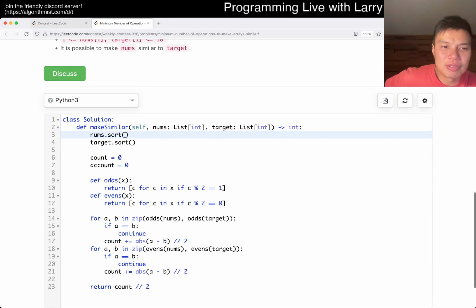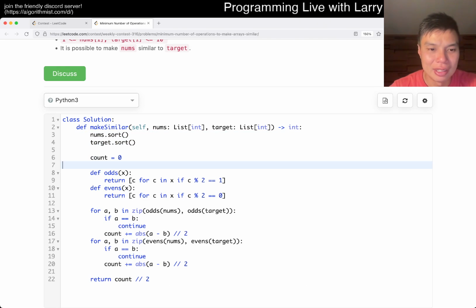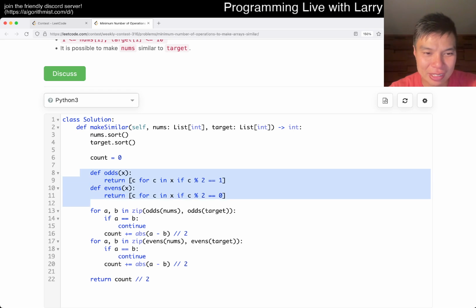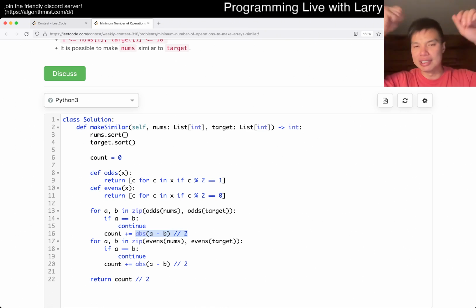So this is my code. As I said, we sort nums and target. I actually thought I was going to keep track of the counting, but we don't even need that because the number of moves is just the number of moves in one direction, divided by 2. So I even put in an odds and evens function so that I could split the odds and evens, and they're in their own little world. Because if the number is 6 numbers away, that's 3 moves. So that's basically all this is saying: we take the delta and divide it by 2, and we add it on this side.